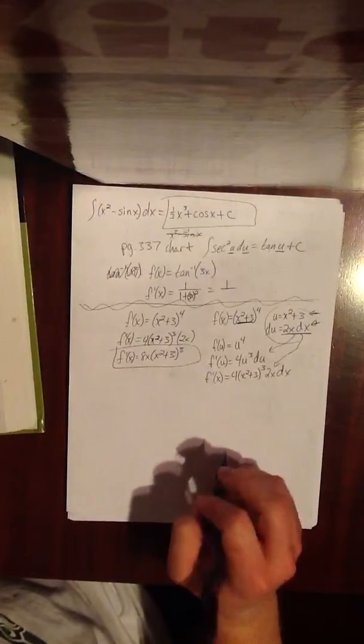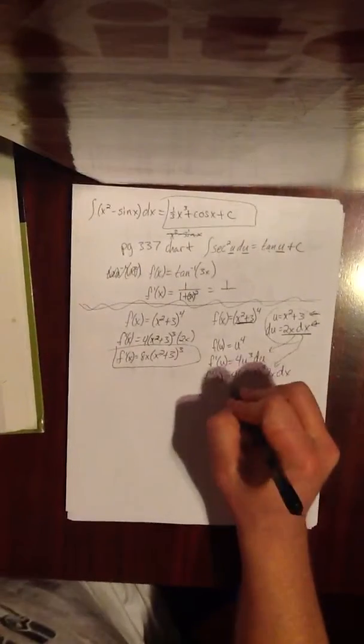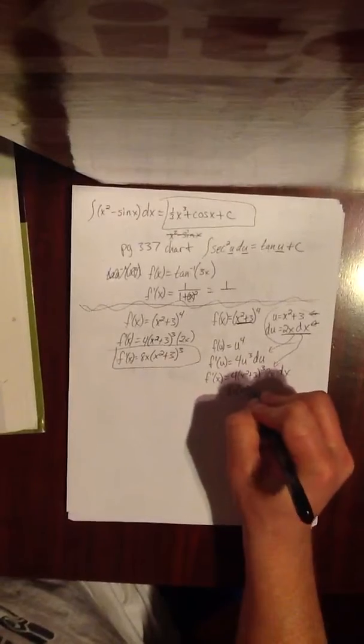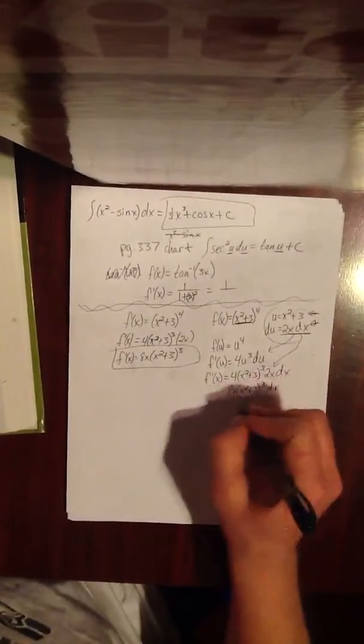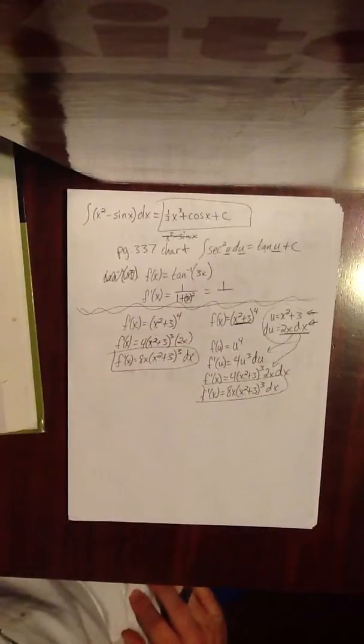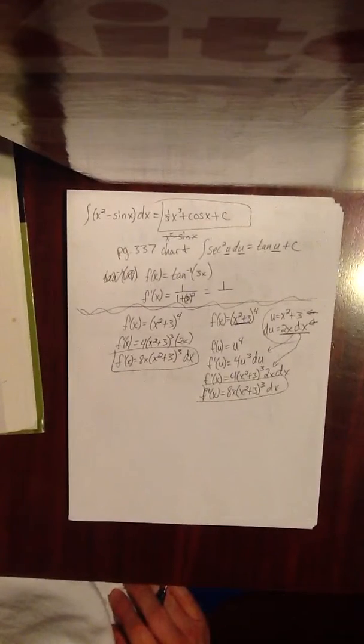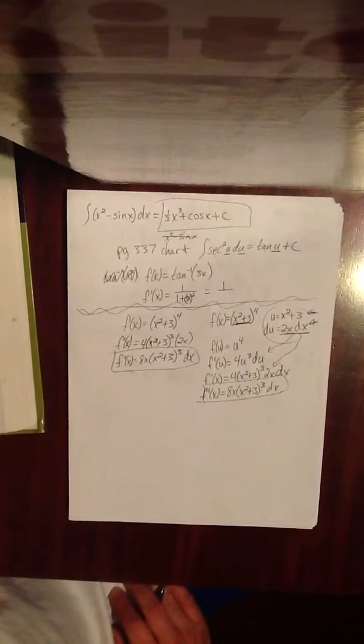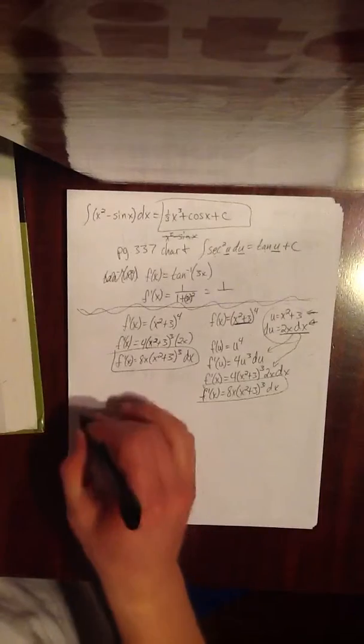Hey, does this look familiar? I just realized a mistake earlier. 2x times 4, 8x times x squared plus 3 to the 3rd dx. Hey, that looks familiar. It's the same thing as here, except here I forgot my dx. That's what I was talking about. That's it. That's u substitution. Pretty easy. Gets harder though. I guess it's a way of seeing the chain rule a lot easier, knowing what to do there.